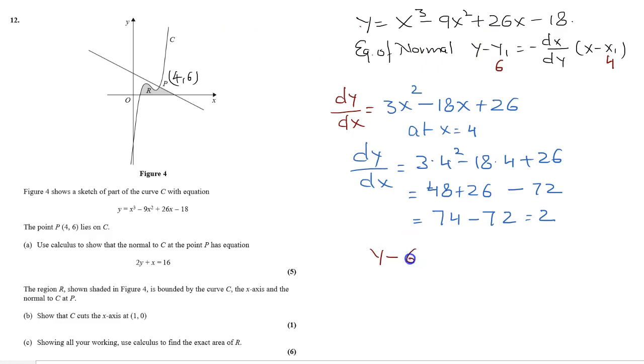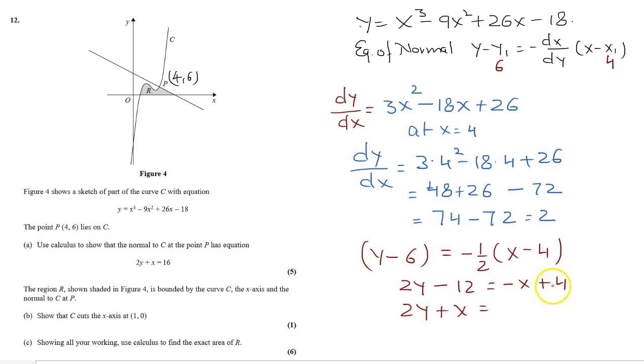y minus y1, which is y minus 6, is equal to dx over dy, which is minus half, times x minus x1, which is x minus 4. So 2y minus 6 times 2, which is 12, is equal to minus x plus 4. So 2y plus x is equal to 4 and 12, so it will be 16. So that is what we are supposed to prove: 2y plus x is equal to 16.